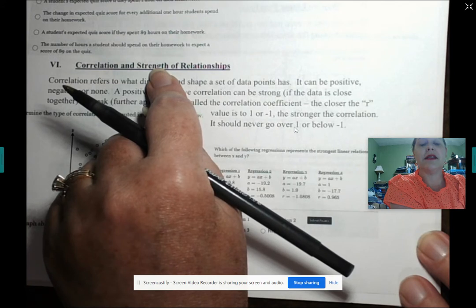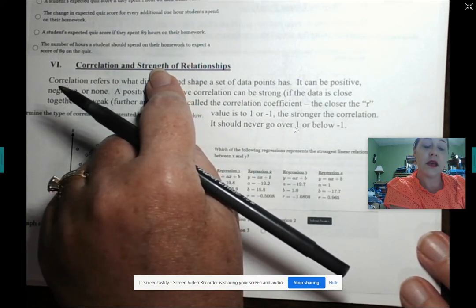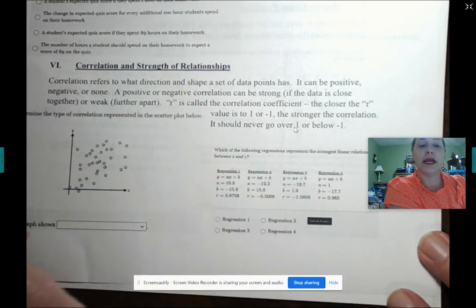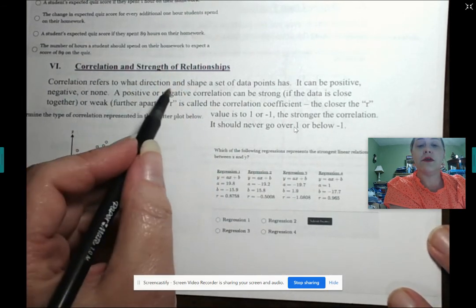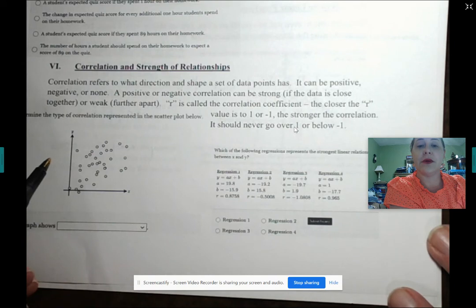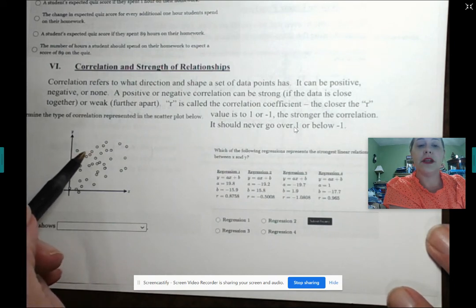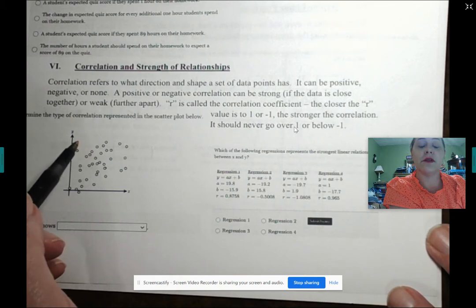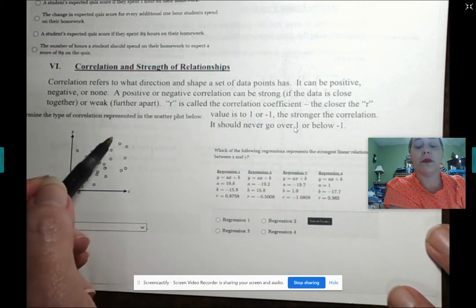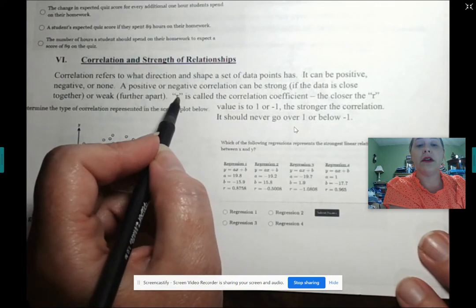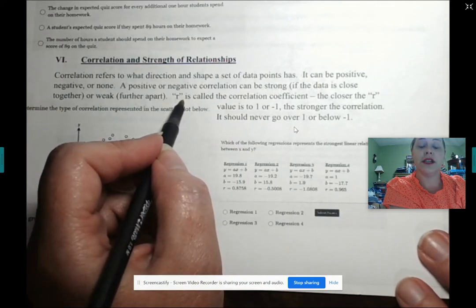When you're looking at the strength of something, you could say it's strong, you could say it's weak. That's what we're doing here. So correlation refers to what direction and shape a set of data points has. It can be positive, negative, or none. A positive or negative correlation can be strong if the data points are close together, or it could be weak if they're further apart. And then there's also something called R, which is the correlation coefficient.